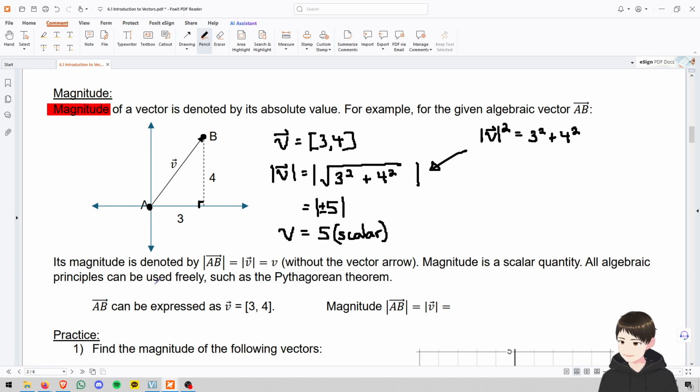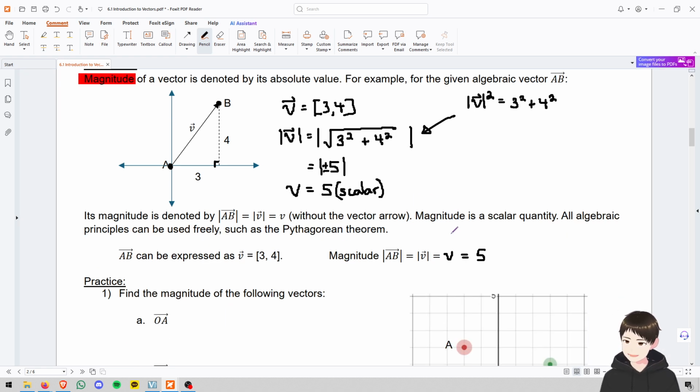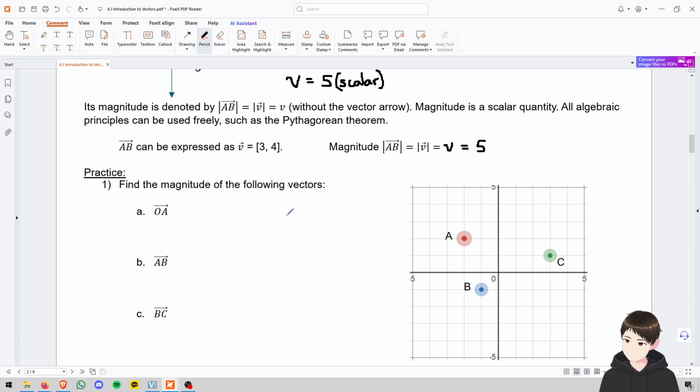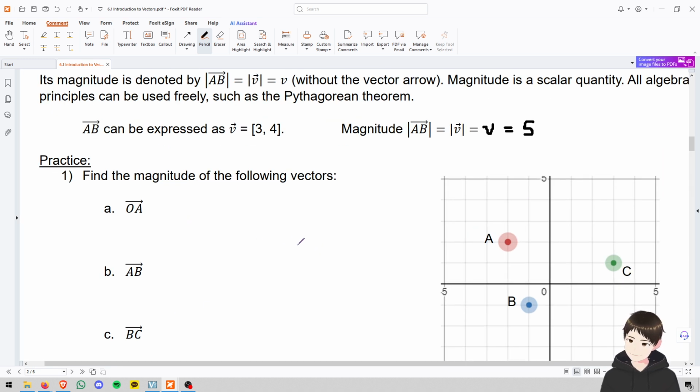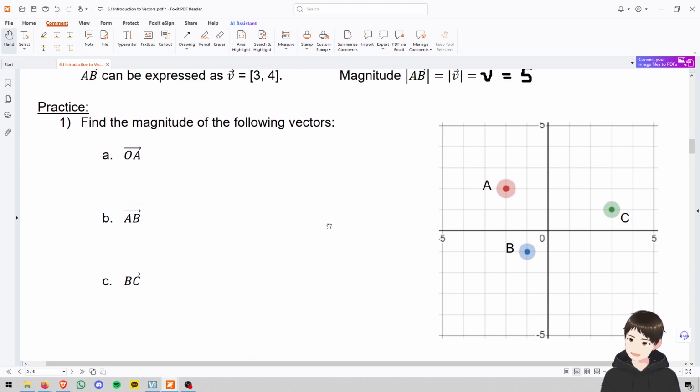Okay. All algebraic principles can be used freely, such as the Pythagorean theorem. AB can be expressed as [3, 4]. The magnitude, which is just v, is equal to 5. Hope that makes sense. Let's practice our Pythagorean theorem. Everyone, looking down at the practice section, I'd like you to quickly draw each of these vectors, and using this chart, please calculate the magnitude of those vectors as well. If the substitute can pause the video, and go for it.